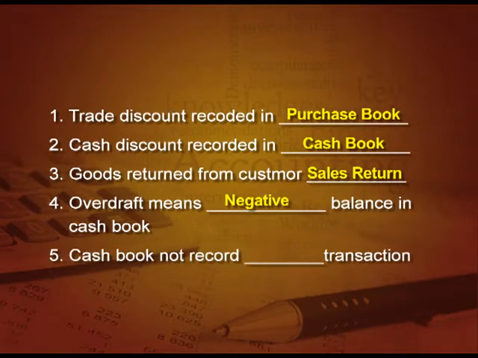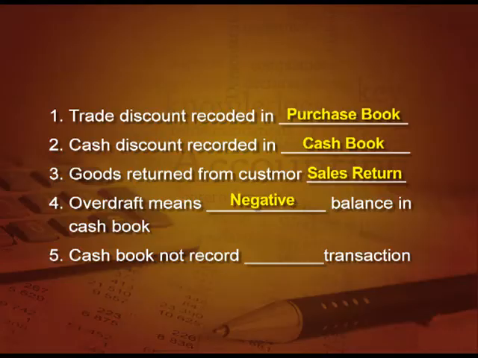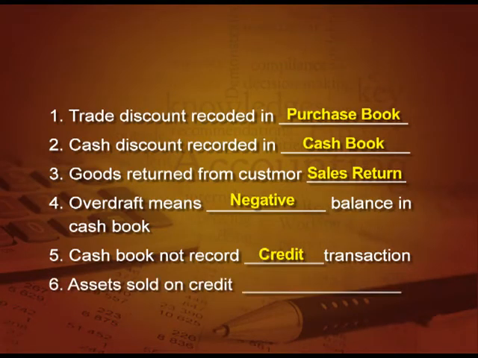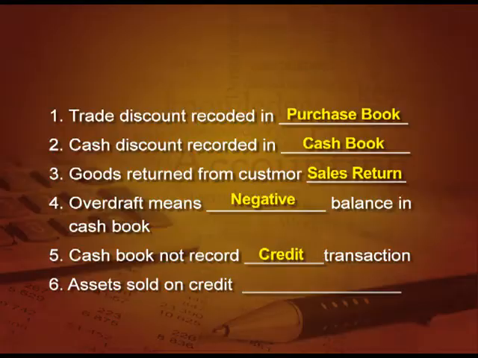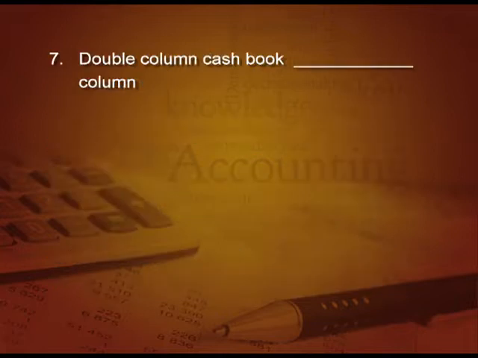Cash book does not record blank transactions. Which transactions are not recorded in cash book? Yes, credit transactions are not recorded. And if assets are sold on credit, they are recorded in which book? Yes, it is journal proper. In double column cash book, there are two columns. Yes, which columns? Cash and bank.